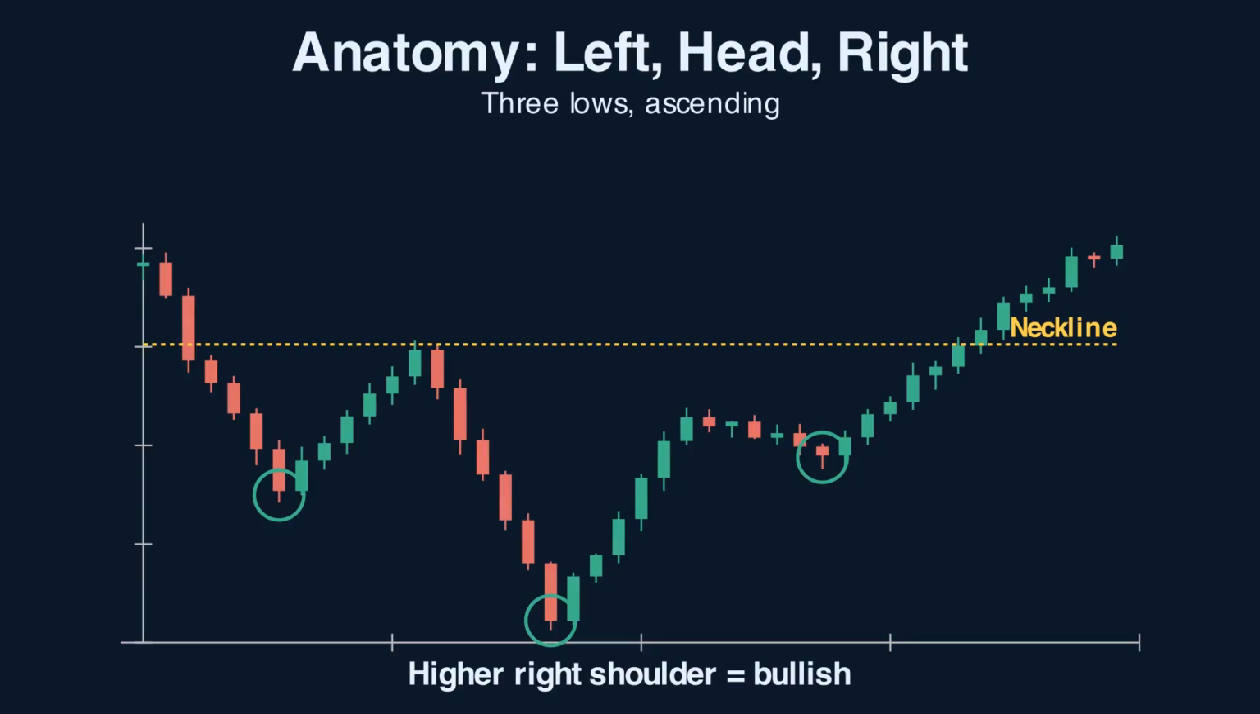That higher right shoulder is what tells you sellers are losing control. Each successive low is shallower, which is the structural opposite of a healthy downtrend.